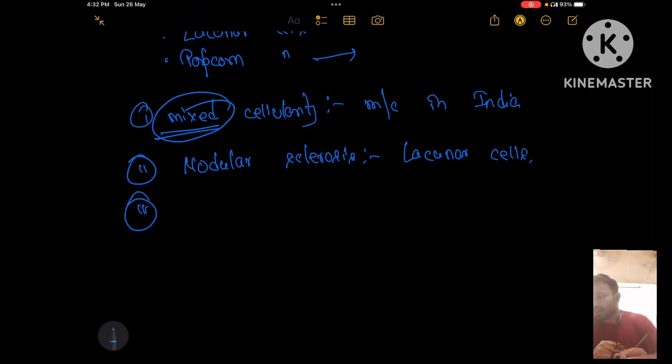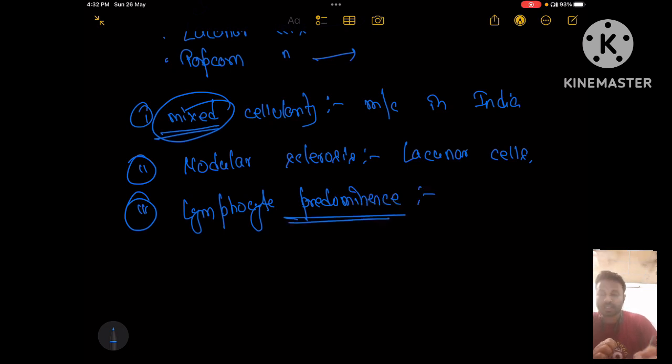Third, lymphocyte predominance. So here lymphocytes are dominantly present, so it has the best prognosis among the other subtypes of Hodgkin lymphoma.